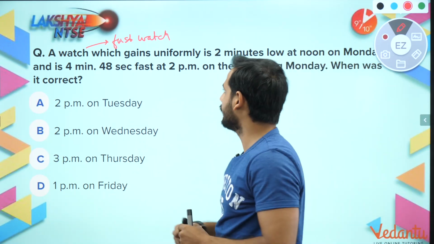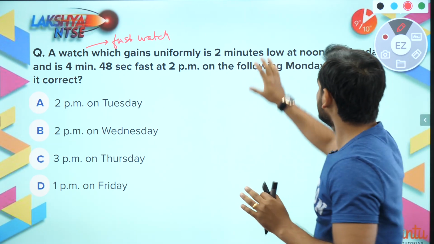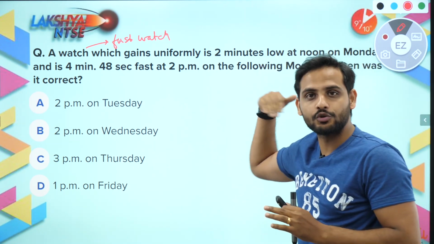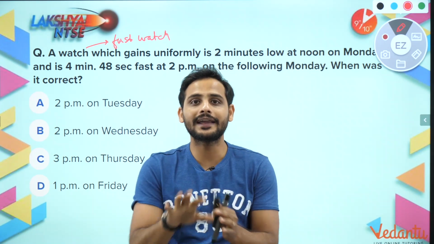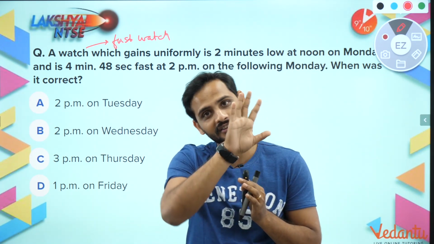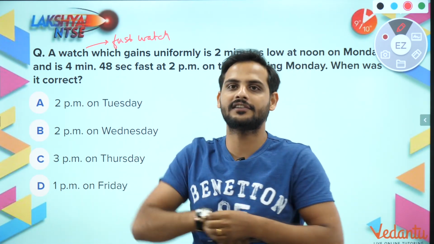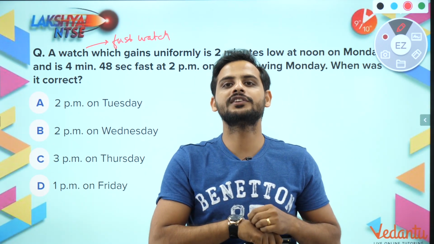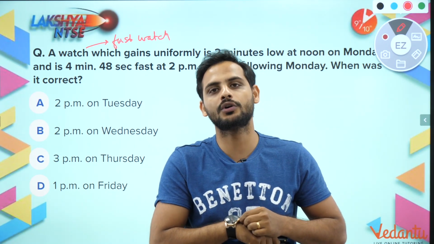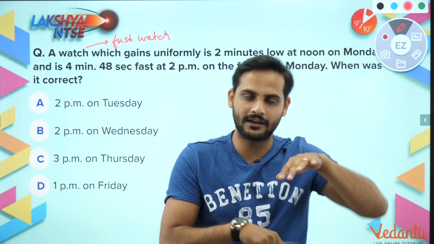Now, this watch gains uniformly and is 2 minutes slow. That means it is 2 minutes behind the actual time. It's not like it is moving slowly at that time. No. The watch is moving fast only, but the timing I have set is like this. Suppose the right time is exactly 3 o'clock, the watch is set to be at 2 o'clock 58 minutes. Even though the watch is moving fast, I have set it backward.